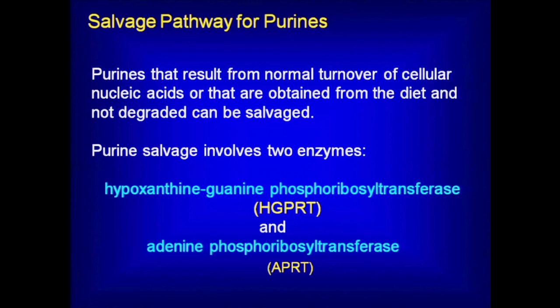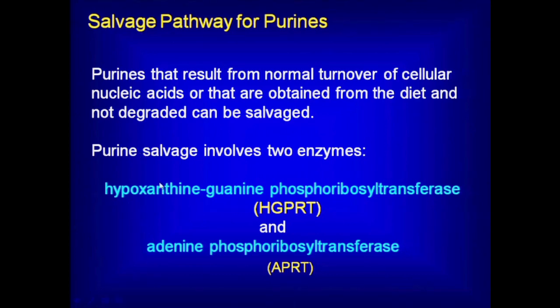So the salvage pathway, in essence, is to capture these intermediates and recycle them back to form the original purine or purine nucleotide, which is either IMP, AMP, or GMP. Okay? So that's in essence what the salvage pathway is. It's really important, extremely important, and you'll appreciate why in a minute. So there are two enzymes that do that.